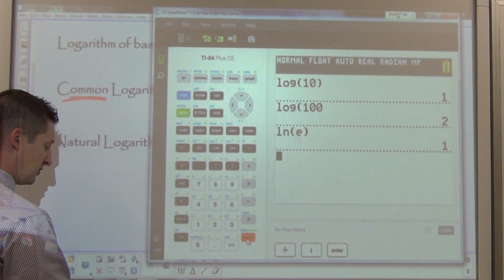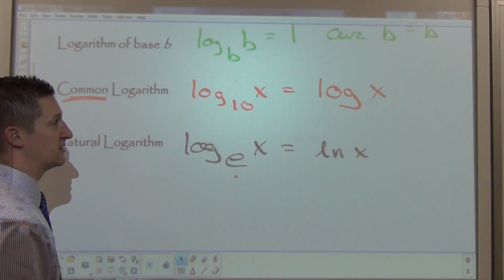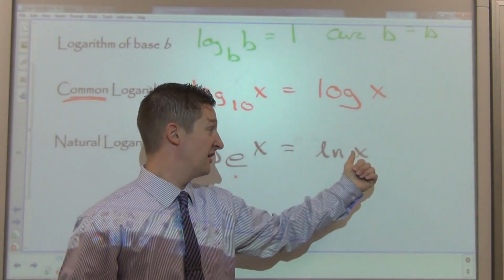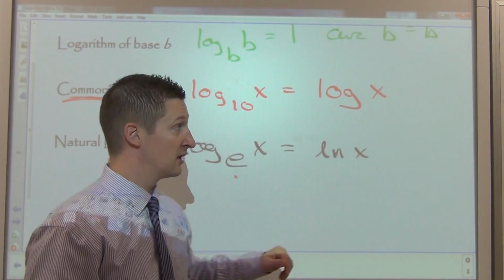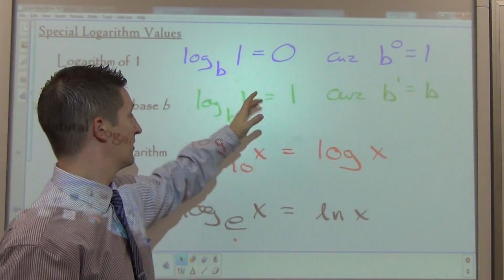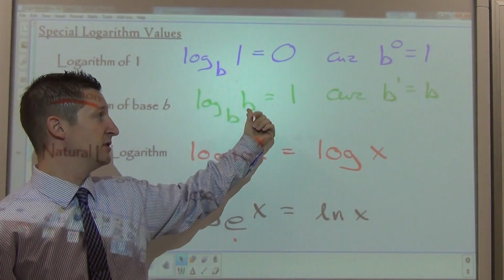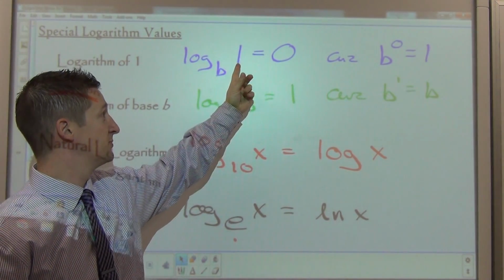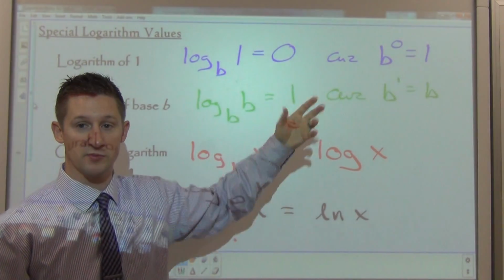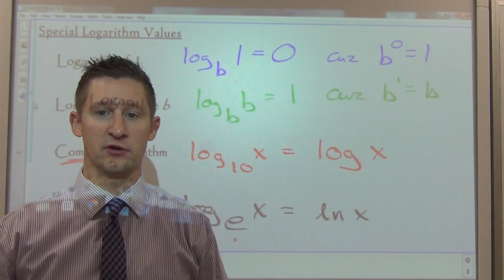Anyways, those are some special logarithm values that you should recognize. So if I don't see a base, it's a base of 10. If I see ln, it's a base of e. The log base b of b equals 1, and the log base b of 1 is equal to 0. So some special and common logarithm values for you to look at.